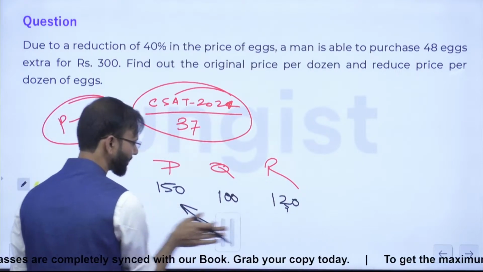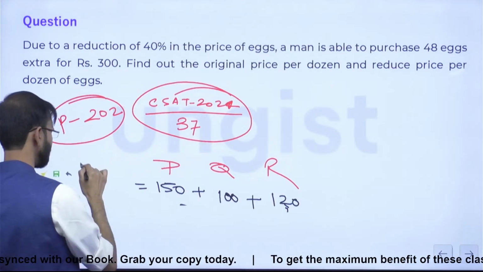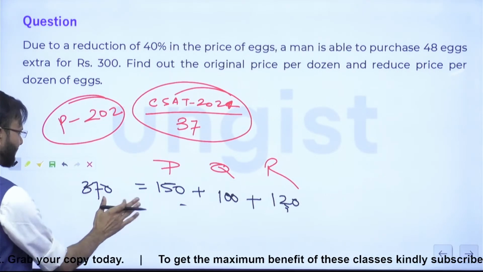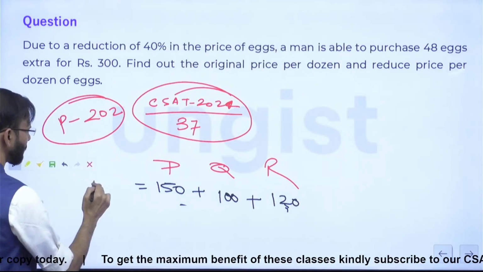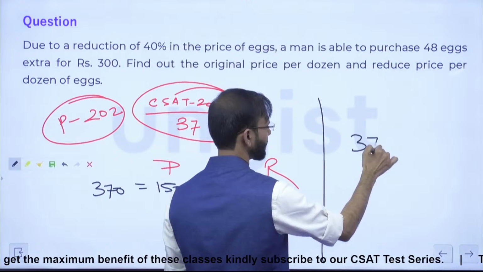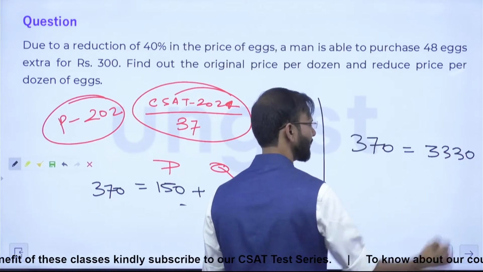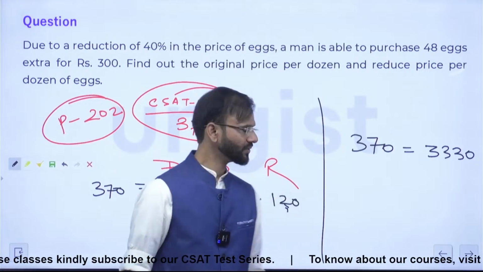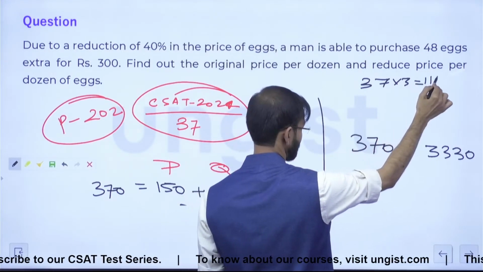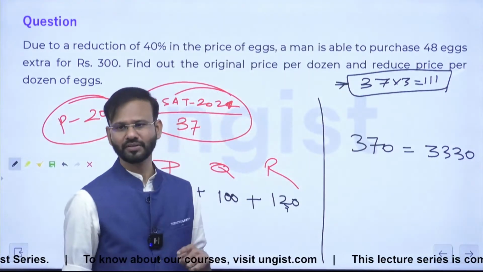अब देखिए, everybody got the question clearly? Now your sum is coming as what? 370. Question is saying what? 3330. See everyone, मैं आपको एक बात बताता हूँ। 37 into 3, ये हमेशा याद रखिएगा। 37 into 3 is 111. ये वैल्यू याद रखिएगा, ठीक है?